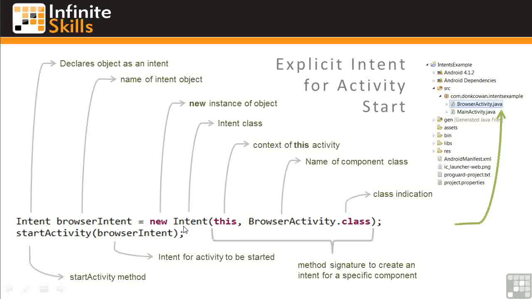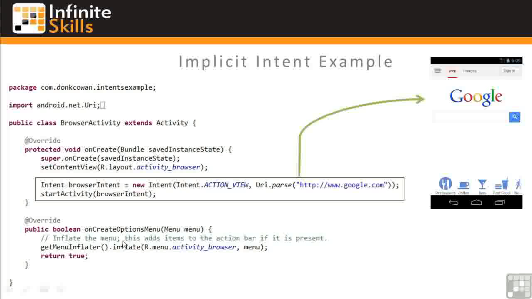On the right of the equal sign is the code that actually creates the new object. It uses the intent class with a method signature to create an intent for a specific component. And this signature has two parameters. The first is the context of the activity, which is designated as this, which is the context for the current activity. The second is the name of the component class that the intent will start. In this case, it's the browser activity that we added in a previous lesson. The second statement uses the start activity method of the activity class to use the browser intent we created to start the browser activity.